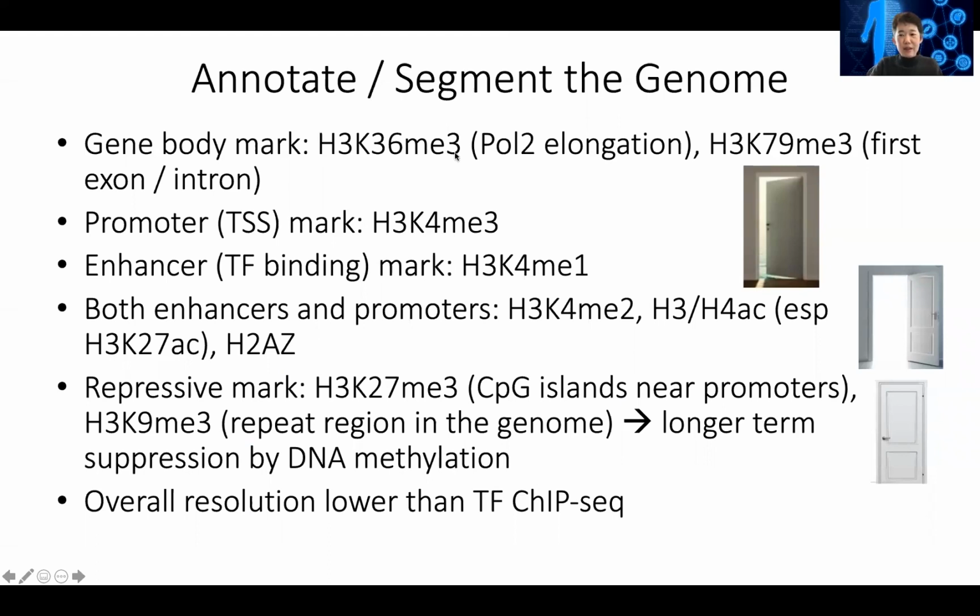H3K36 trimethylation is a mark that polymerase leaves as it transcribes a gene. This helps polymerase to know where to start the transcription and where to slow down. For example, K36 trimethylation is usually stronger on the exons, and slightly lower in the introns. And also, as polymerase goes across the gene towards the later part of the gene, the K36 signal is stronger.